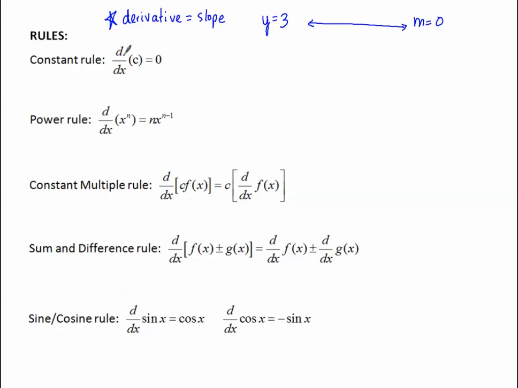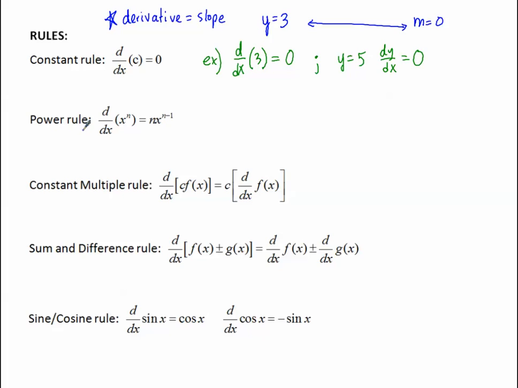So when I take the derivative with respect to x of a constant, I will always get 0. For example, let's say I'm taking the derivative with respect to x of 3. That's a constant, I get 0. If I say y equals 5, what is dy dx? The derivative of a constant is 0.